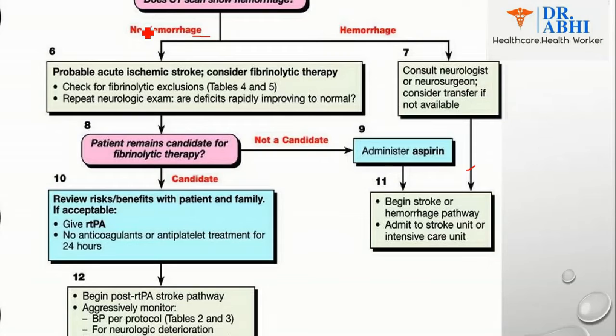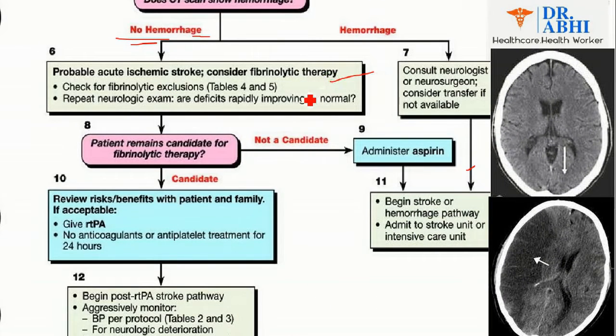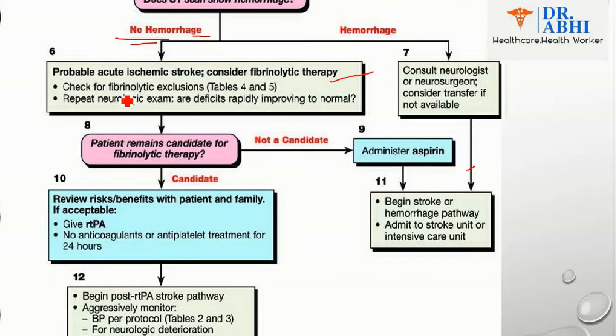But what if there is a non-hemorrhagic stroke? This is the thing that I'll be discussing more in this topic. If there is a non-hemorrhagic stroke, then probably it is an acute ischemic stroke. We have to consider fibrinolytic therapy, but for this we have to consider whether the patient falls under the exclusion criteria or the inclusion criteria of fibrinolytic therapy.